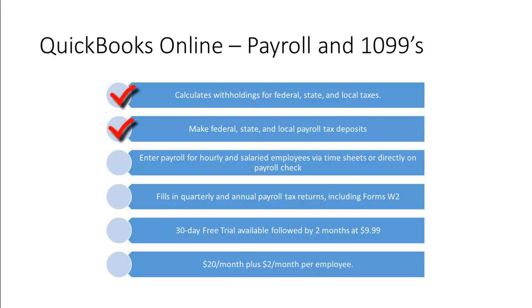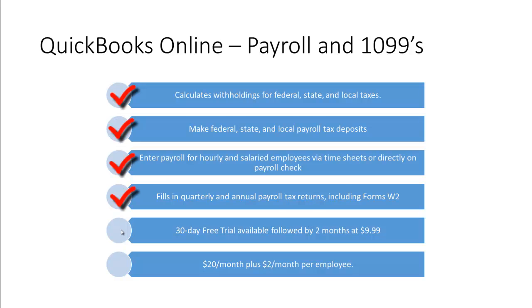QuickBooks will collect those taxes for you, let you know when they are due, and it will effect the electronic transfer from your account to the government agency's account and help you make those tax deposits directly from the program. You can enter payroll for hourly and salaried employees via timesheets or directly on a payroll check. It will also fill in quarterly and annual payroll tax returns, including Forms W-2 and Forms 1099.